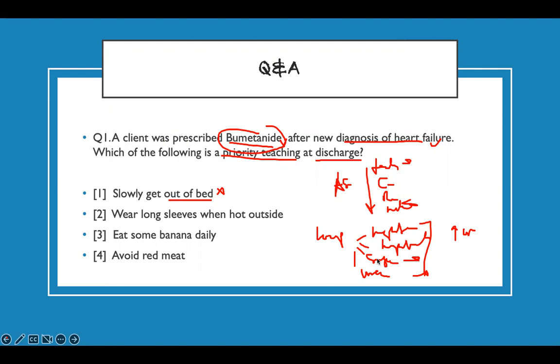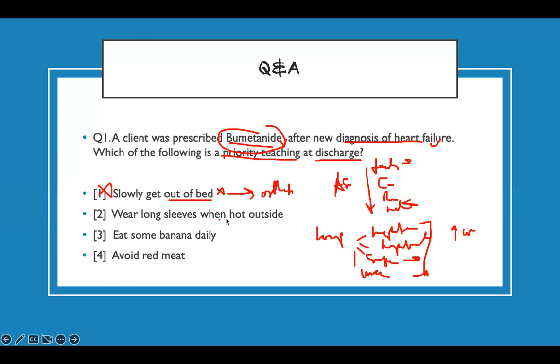Hypertension alone is not enough. The patient has to be in shock. There's nothing here that tells me that. Slowly getting out of bed is giving you a clue of orthostatic hypotension. You have to be sharp about it. That's not going to cause any problem for the patient. They may feel a little dizzy, but you have to teach them. So orthostatic hypotension is not a priority function.